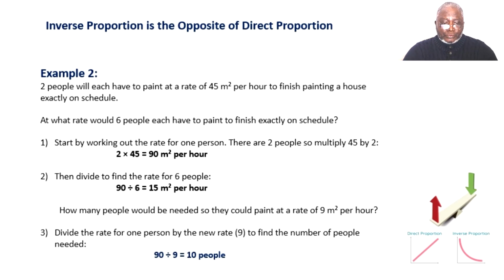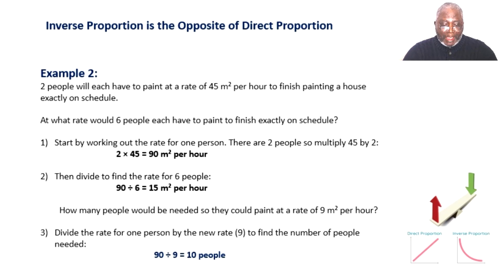Example 2. 2 people will each have to paint at a rate of 45 meters squared per hour to finish painting a house exactly on schedule. At what rate would 6 people each have to paint to finish exactly on schedule? 1. Start by working out the rate of one person. There are 2 people, so multiply 45 by 2. 2 times 45 is equal to 90 meters squared per hour.